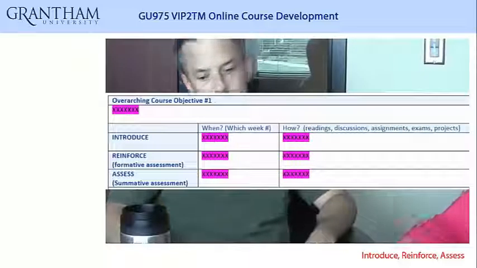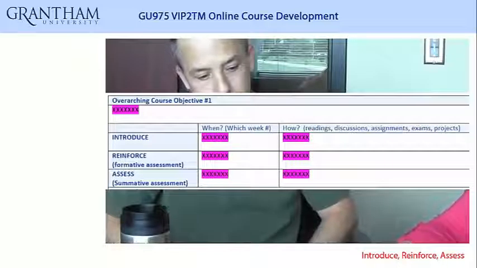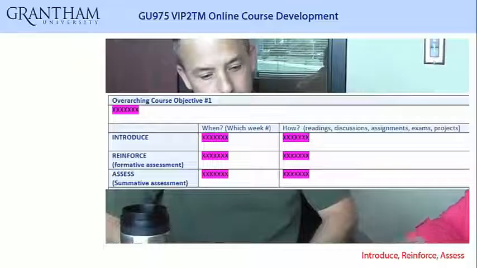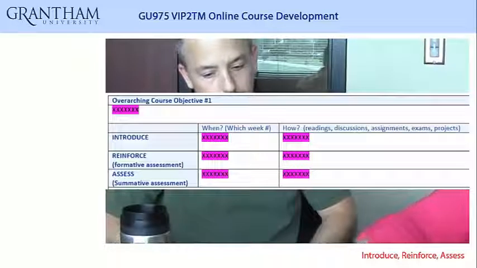So as you're filling out that form, you're going to plot out those objectives on the left side of this Word document or on this paper right here. And then since you're probably going to introduce that one in week 1, you're just going to highlight introduce. And then here you're going to put week 1.